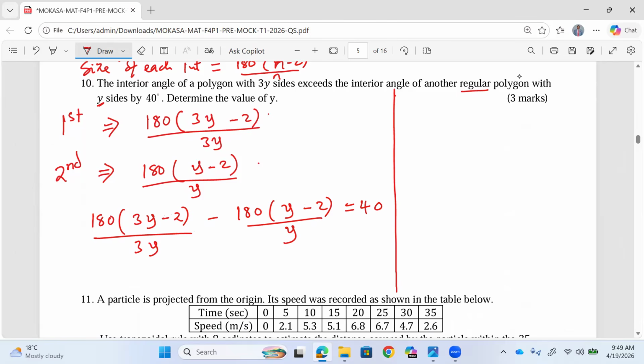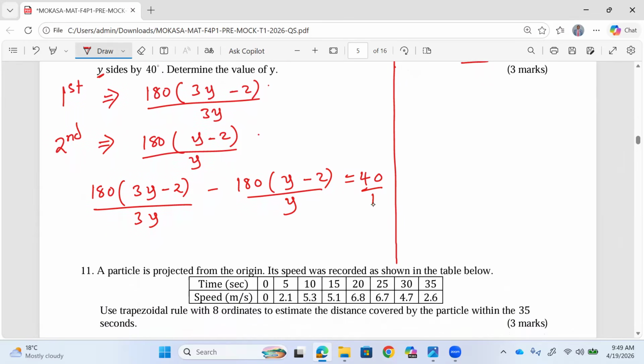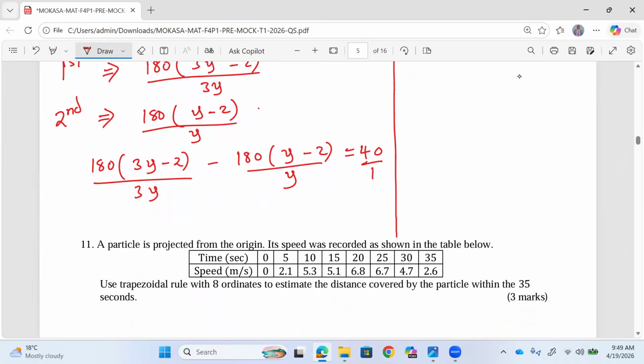It's a very simple question, and what you just need is to understand how to interpret this information. So at this point, ladies and gentlemen, allow me now to proceed to solve the equation. I know it can attract very many approaches.